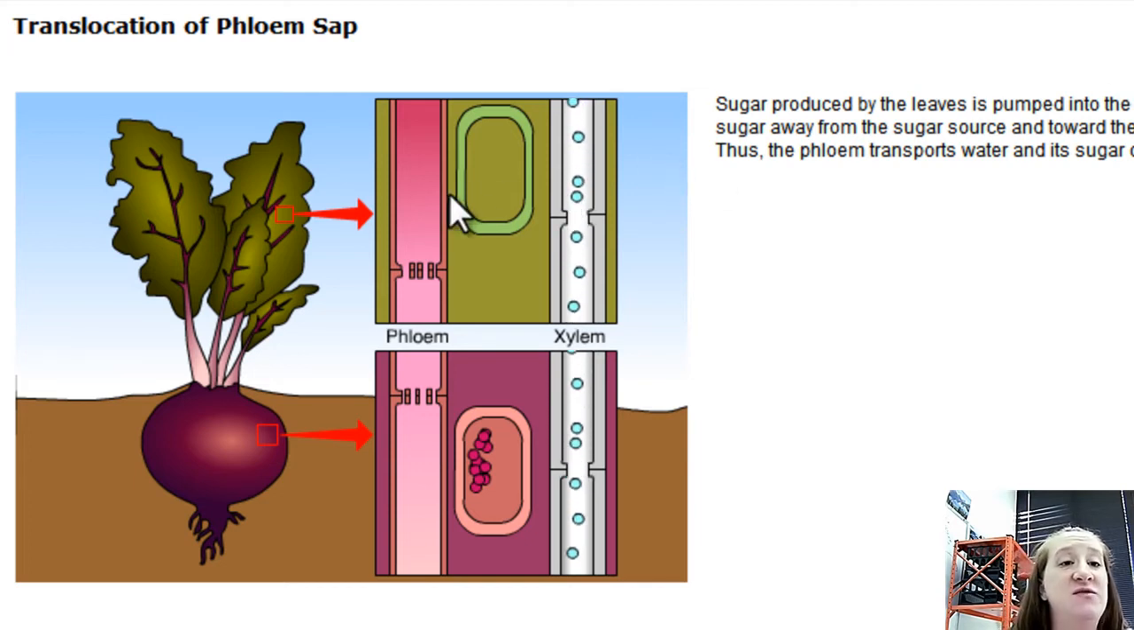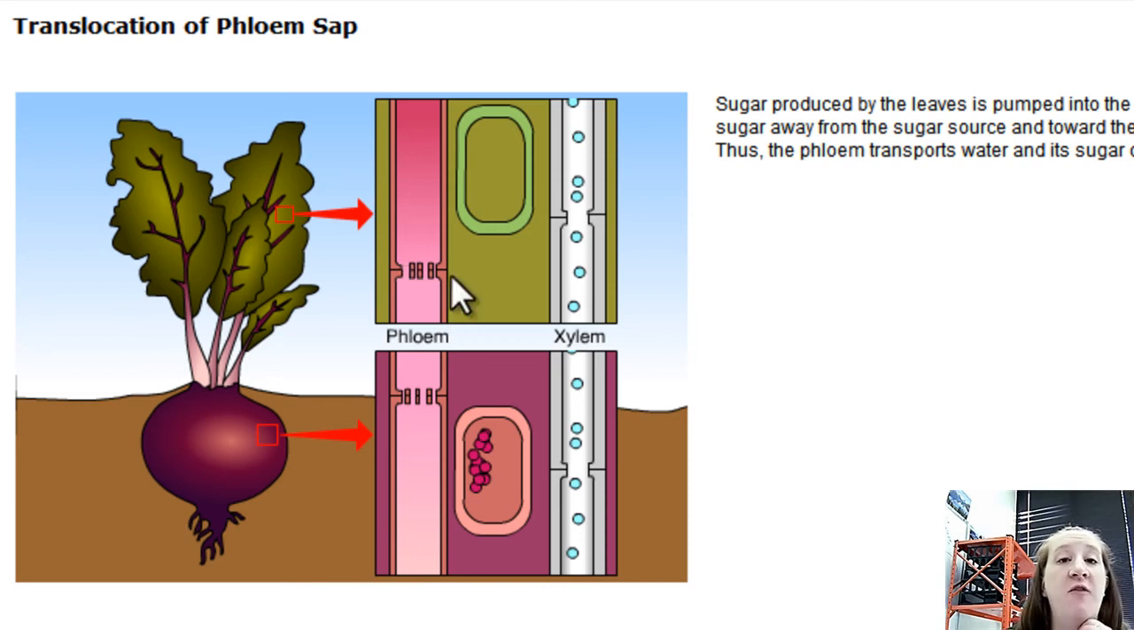Okay, but again, it's active transport that's going to be used in both these locations, both at the sugar source, actively transporting sugar out so that a lot of sugar moves out at once, and then once you get to the sink, actively transporting the sugar in so a lot of sugar can get into the sink.